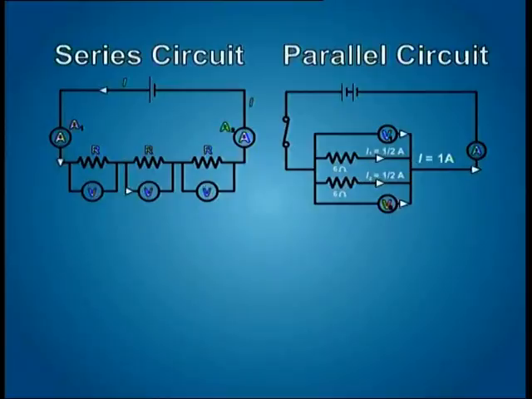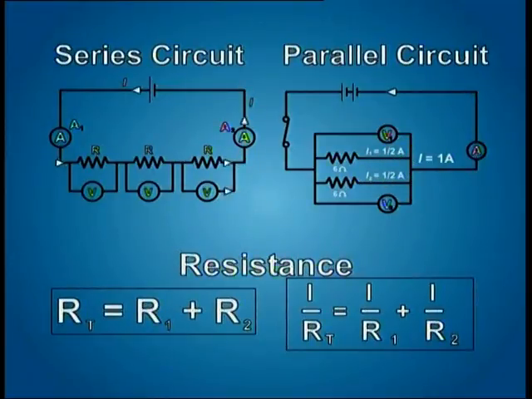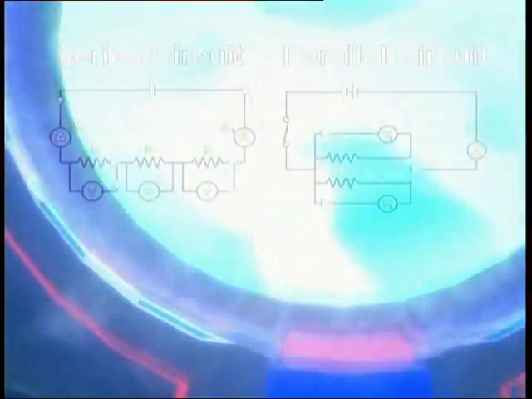In a series circuit, the total resistance in the circuit is the sum of all the individual resistances in the circuit. In a parallel circuit, it's the sum of the reciprocal of each resistance.